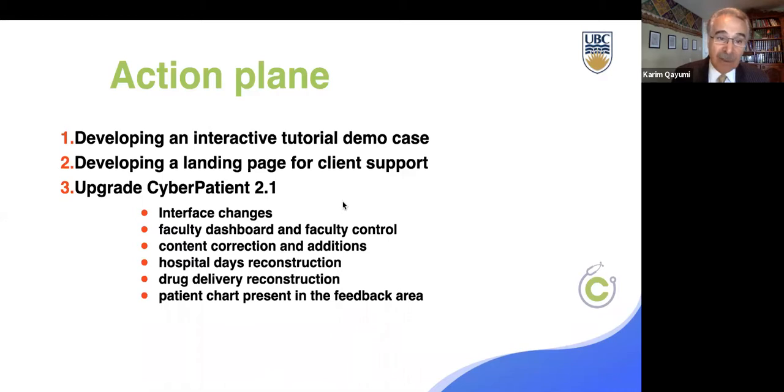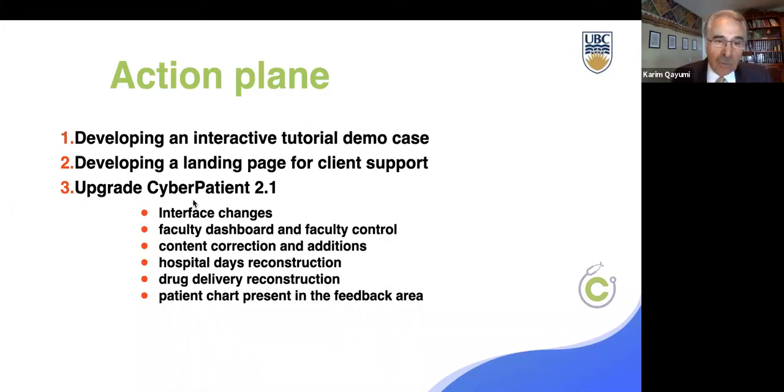We're going to develop a landing page for support of students and faculty. And this interactive tutorial will be on that landing page. In addition, all our lectures, the 4 lectures that we have, will also be on that landing page. Perhaps by the end of next week, you're going to see that landing page as well.